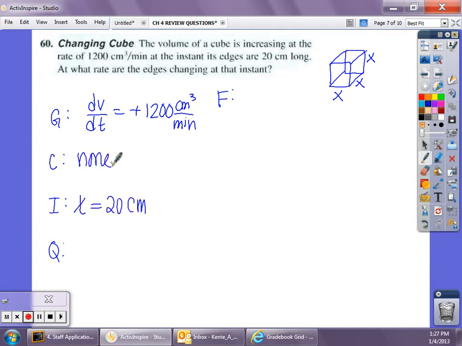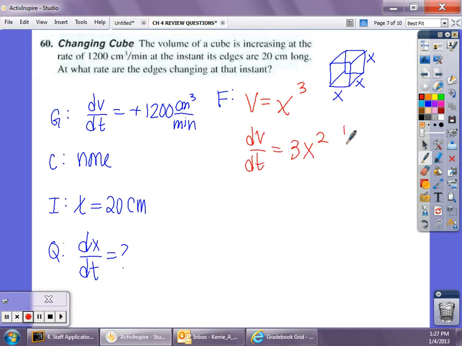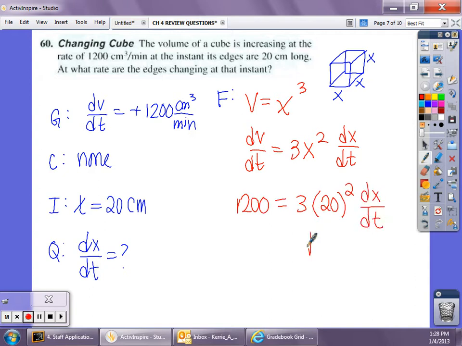There's no constants in this problem because while the volume gets bigger, the cube side gets bigger. And the question is, what rate are the edges changing at that instant? So the formula would be volume is equal to x times x times x. So that's x cubed. dV/dt is equal to 3x squared dx/dt. And dV/dt was 1200 equals 3 times x, which was 20, squared dx/dt. And so we get that dx/dt is equal to 1 centimeter per minute.